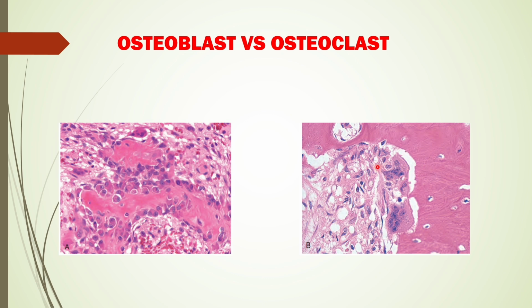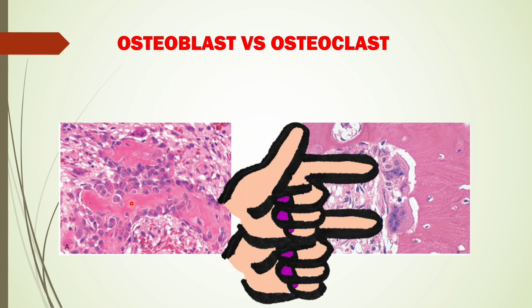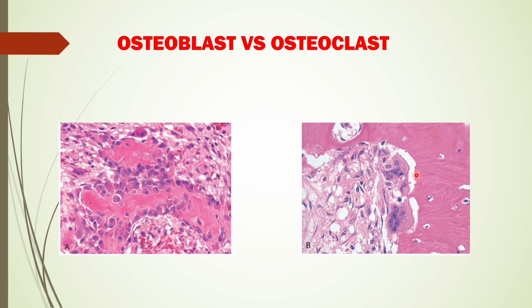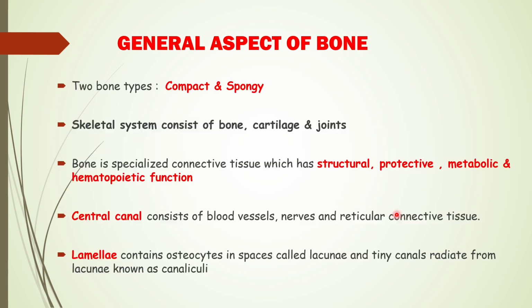Then osteoclast. So these are the bone forming cell, osteoblast, while the osteoclast will lead to bone resorption, which can be seen in this particular diagram. It will do the bone destruction, and it is a multinucleated giant cell. All right. Now, basically, there are two types of bone. If we talk about the general aspect of bone, then two bony types are present: compact and spongy bone.